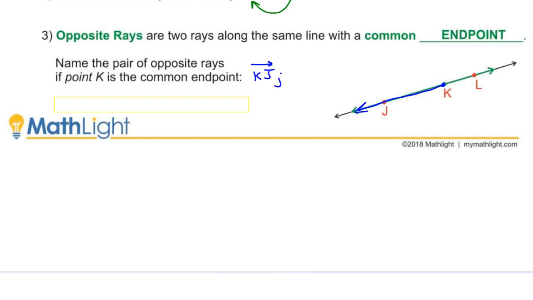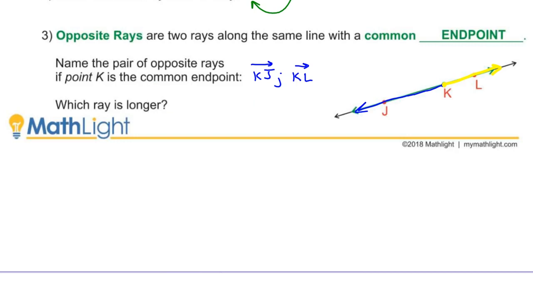What's the other opposite ray? Well, again, K. Ray KL. And I'll do that in yellow. That starts at point K and heads in that direction. Do you see the opposite rays? Now together, two opposite rays form what? They form the whole line. So if you union two opposite rays, you get the whole line.